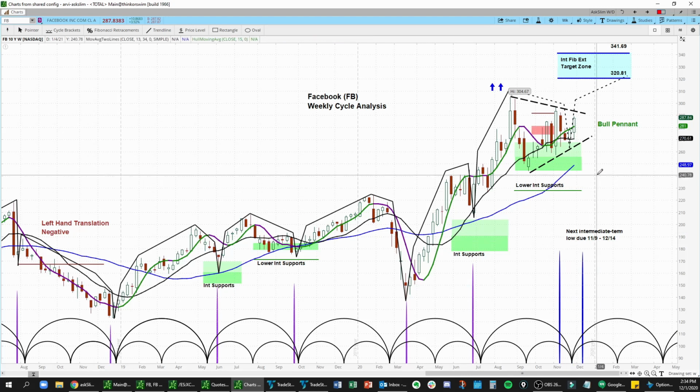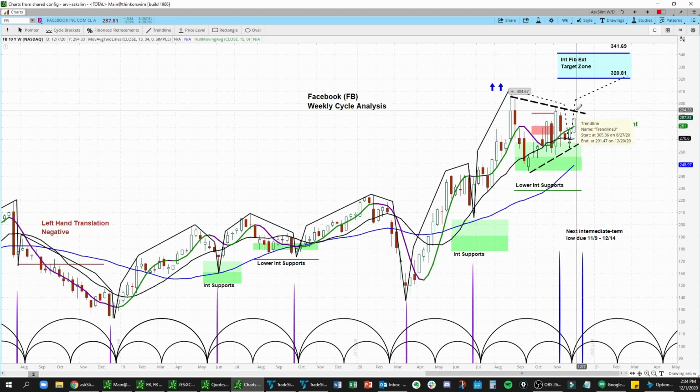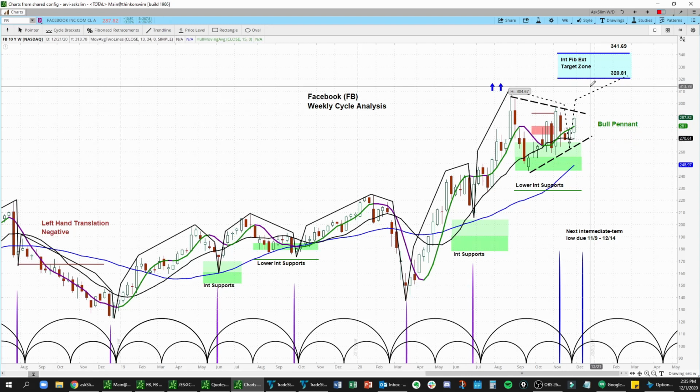What you'll also notice is we have this green and purple line. This is our weekly momentum, and it is currently green, as you can see right here. So we have positive momentum, a weekly low due to form, a bullish pennant. So what all this says is if we get a breakout back over this 294 area here, we will look for a move up to this intermediate term fib target zone from 320.81 up to 341.69 in this next rising phase here in Facebook.